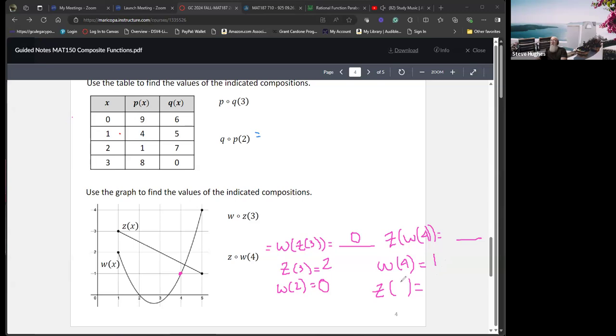All right, what is Z of 1? Here's 1. Z of 1 is 3. Perfect. It's 3. Therefore, Z of W of 4 is equal to 3.